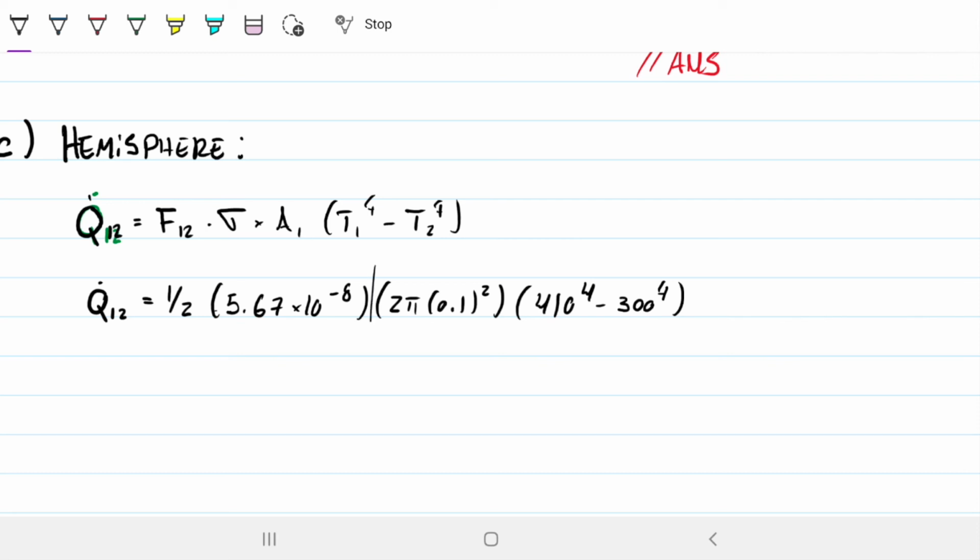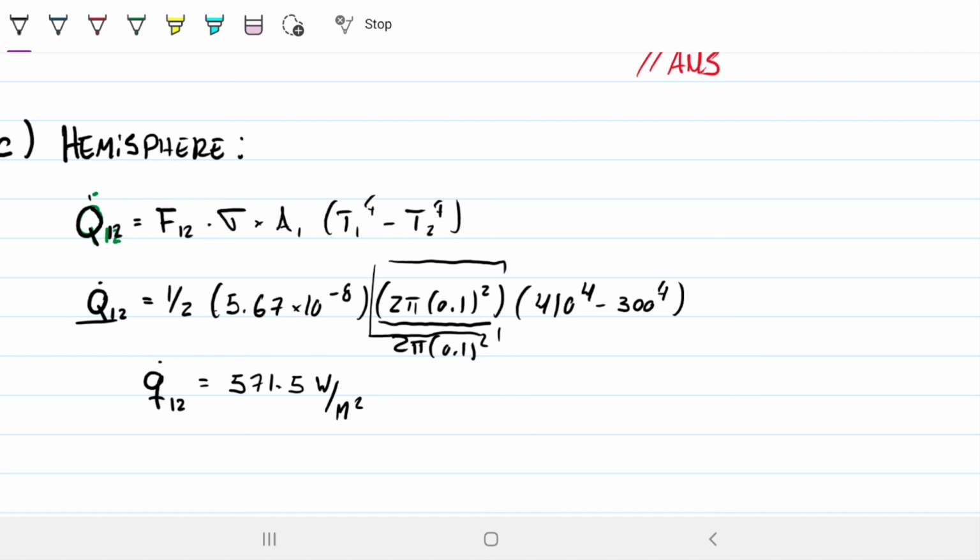If we divide everything by the area and we calculate the flux, which I think is going to be more convenient because we have the flux on the other one, we get this to be 571.5 watts per meter squared. So what I did is I divided both sides by this. Instead of calculating the 2 pi 0.1 squared, I divided both sides by that so that I have heat flux.